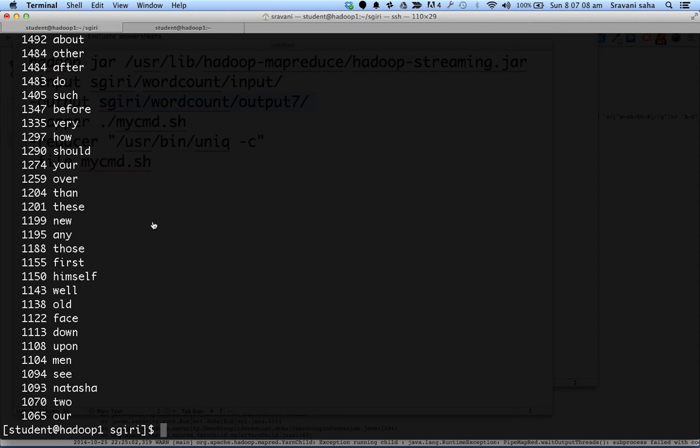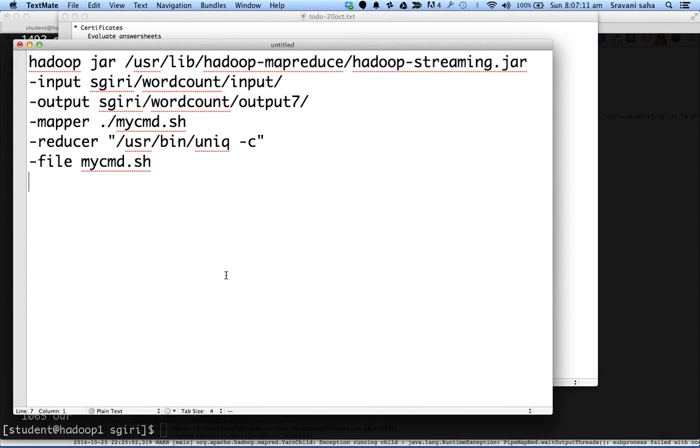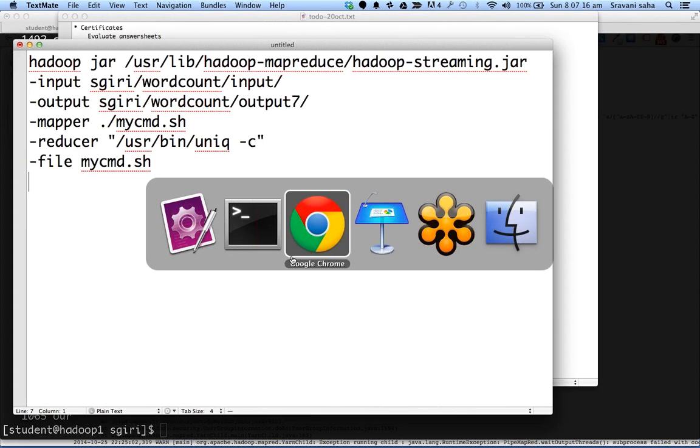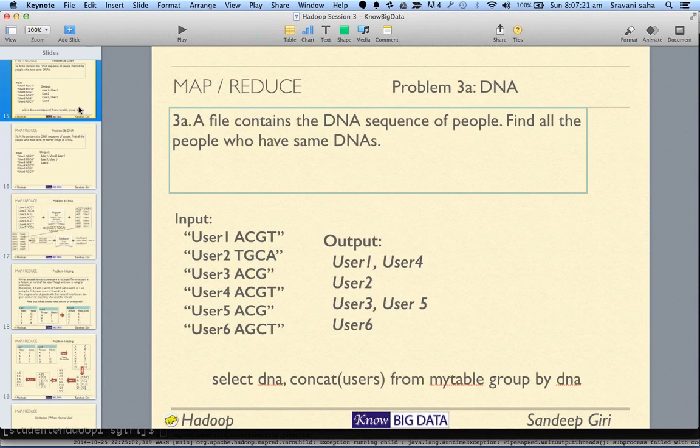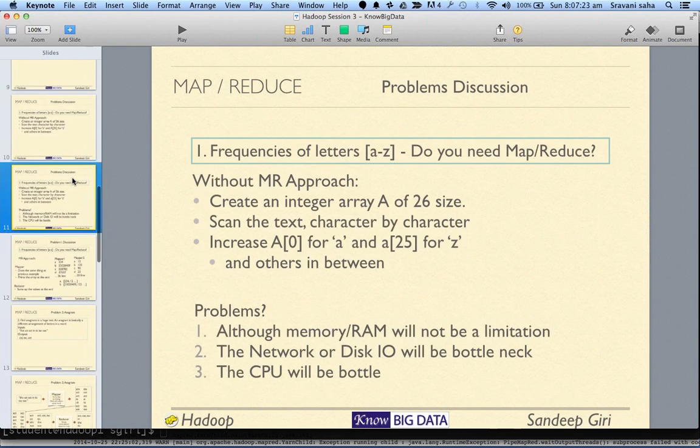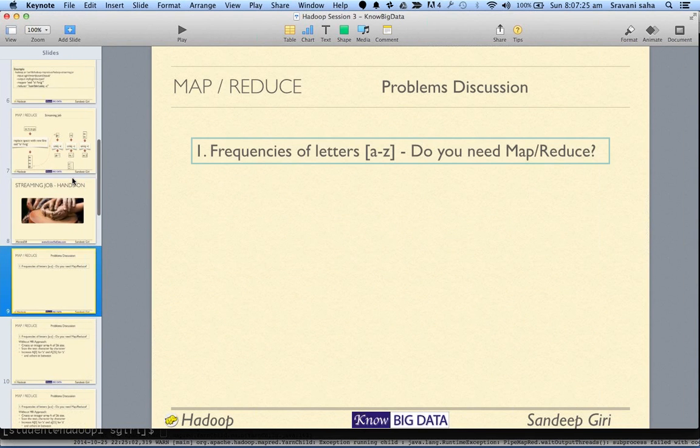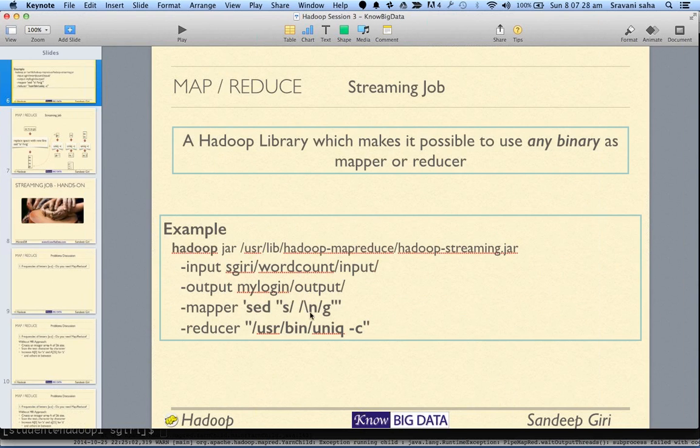Awesome. So we were able to successfully and cleanly run our streaming job. As part of this demonstration, we did a couple of things. First, we tried to run all Unix commands as streaming jobs. And we also demonstrated that any command or script you want to use as a mapper, you can write it as your own script.